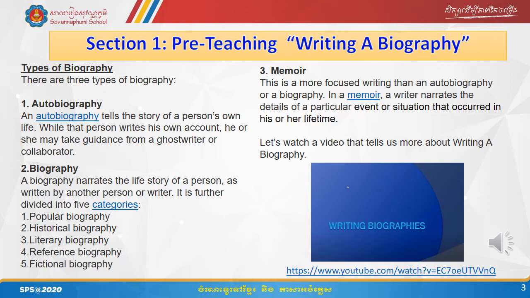It is further divided into 5 categories. 1, popular biography. 2, historical biography. 3, literary biography. 4, reference biography. And 5, fictional biography. The third type of biography is a memoir.